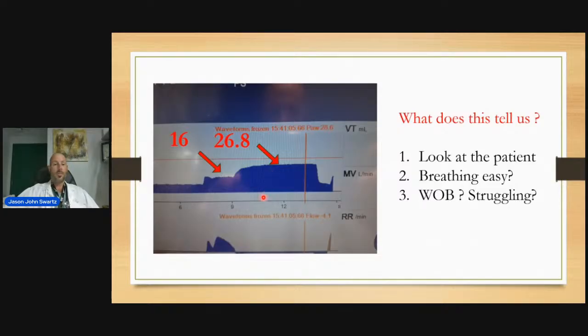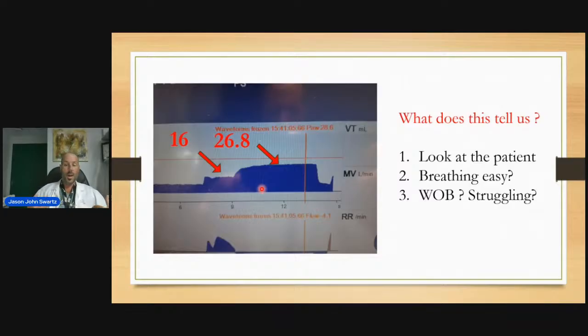However, if the patient is breathing above, and you do the inspiratory pause, it's above, but you look and the flow waveform is very narrow. They're struggling. They're using accessory muscles.